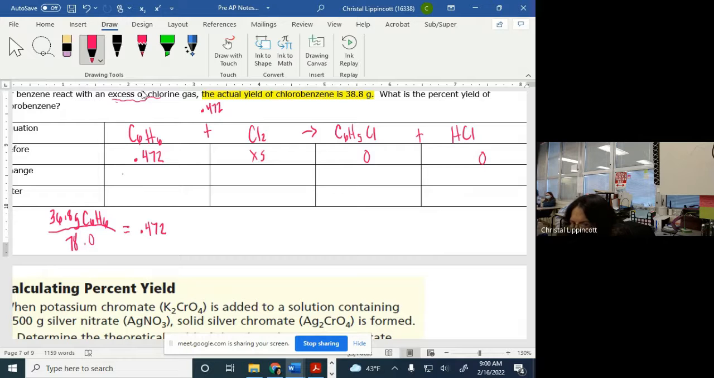Then I don't have to check 2 different clouds because they already told me this was excess. So we're just going to use this to distribute. So minus 0.472, which leaves me with 0. Minus 0.472, which leaves me with excess. This is going to be plus because we're on the product side here. So plus 0.472. And then plus 0.472.